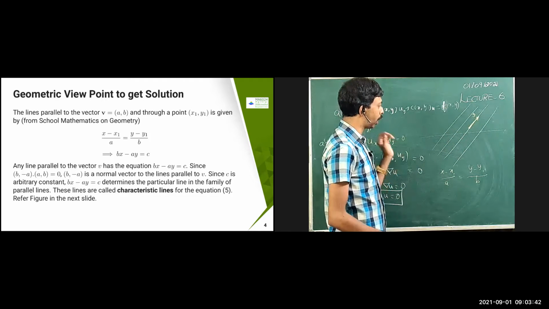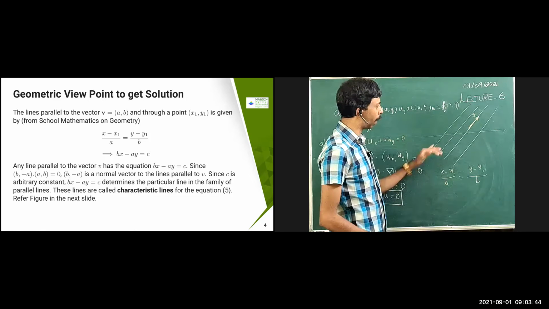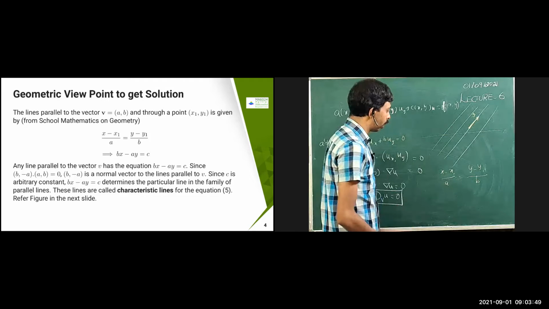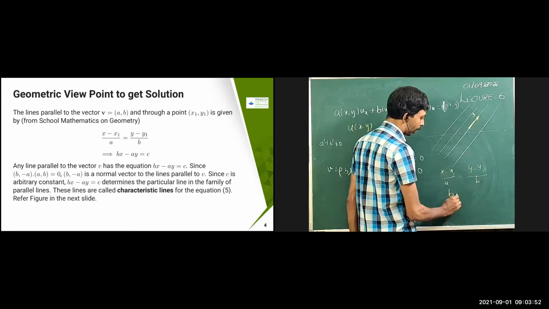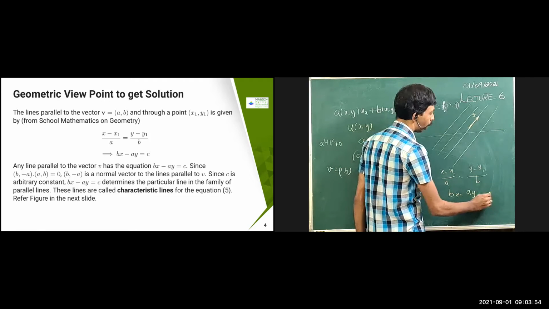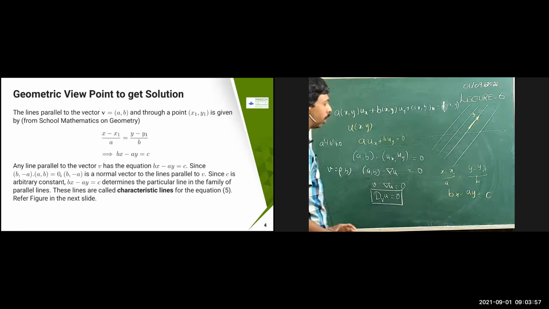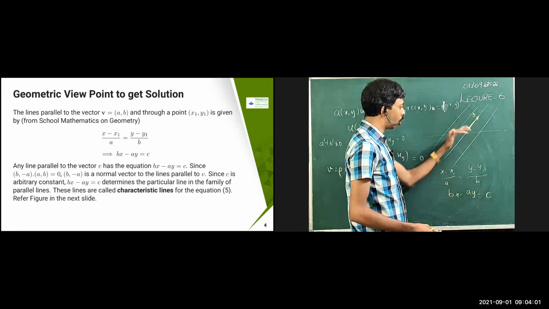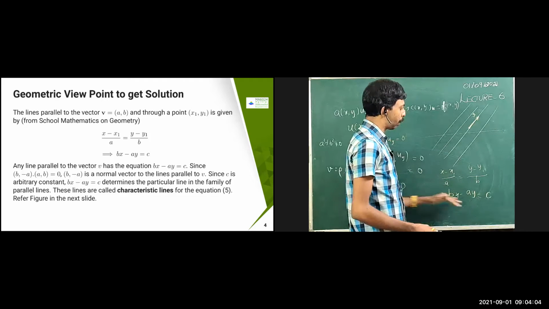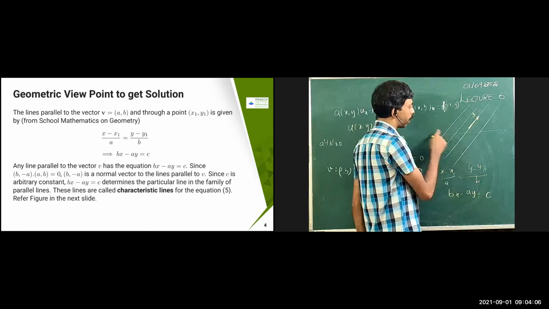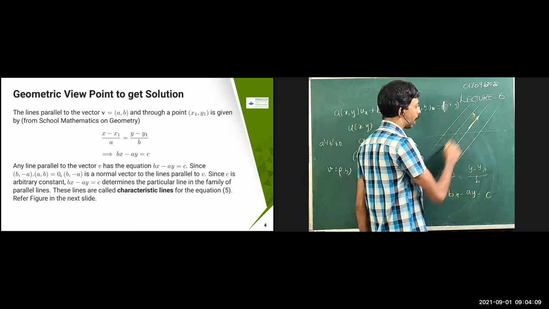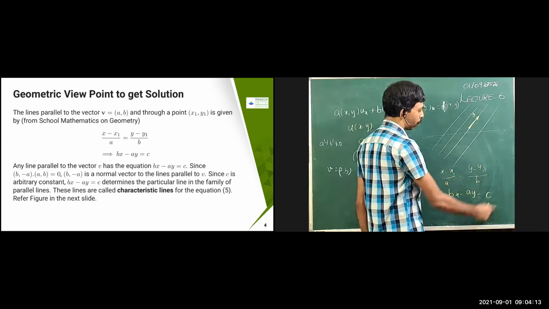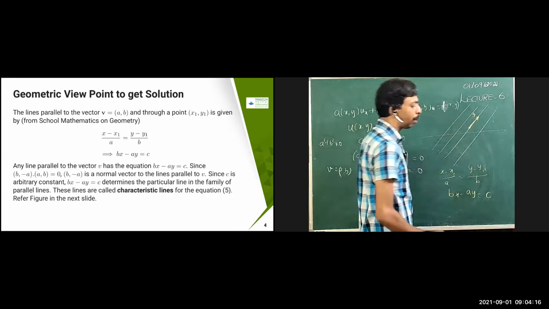In general, if you take any (x1, y1), a line parallel to this vector v equal to (a, b) and passing through that point, you can write it in this way. After simplification, this becomes bx minus ay equal to c, some constant. So any line parallel to the vector v equal to (a, b) has an equation of this form, bx minus ay equal to c. That means you are going to get a family of straight lines.